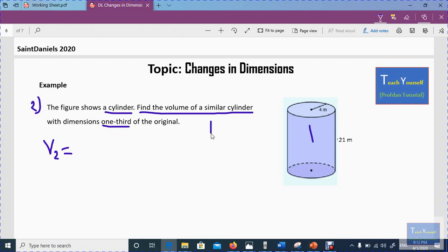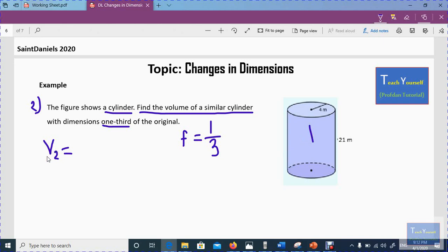That 1/3, written in mathematics as 1 over 3, is the scale factor, okay, given. 1 over 3, of course, is less than 1. So it tells us that the second figure is going to be smaller. That means it is reduced. It's going to be smaller than that of 1.